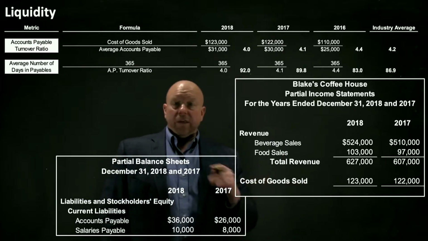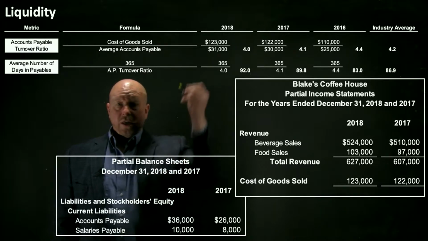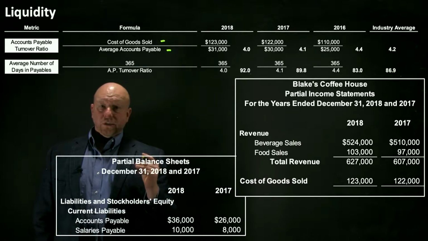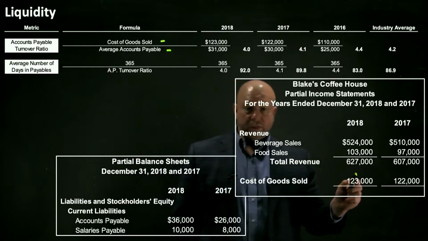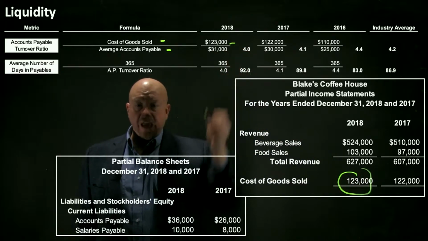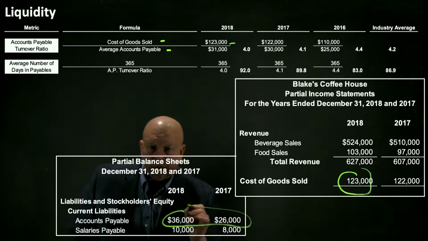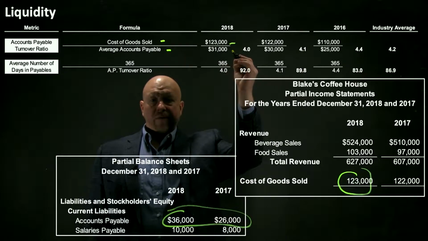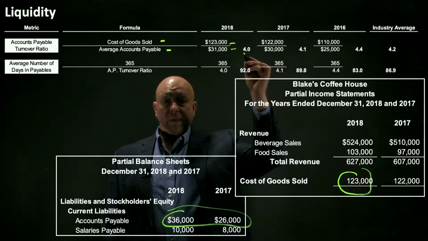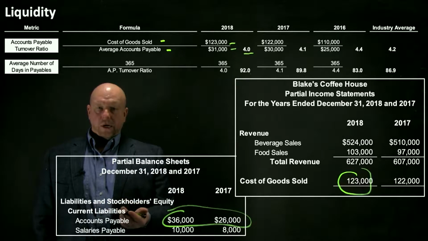How do we calculate it? Just like we did with accounts receivable and with inventory, we're taking an income statement account and dividing it by an average balance sheet account. So your cost of goods sold for the year was $123,000, right there for 2018. The average liability for accounts payable, add these up and divide by 2, you get to an average of $31,000. And that means your turnover ratio was 4 times during the year. 4 times during the year, we cycled through our accounts payable.